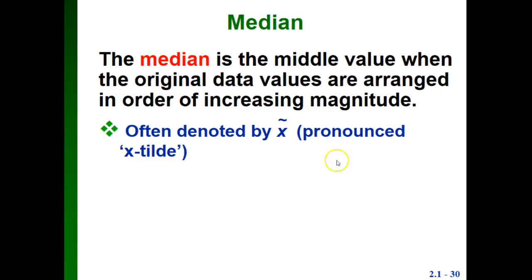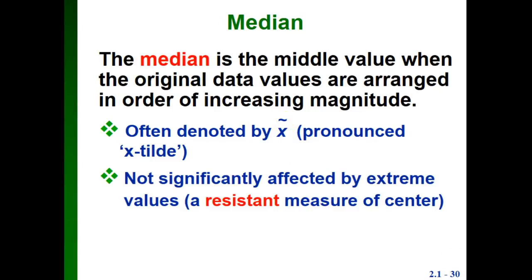Sometimes, not very often, we see the median written with an X with a tilde over it. And the median is not significantly affected by extreme values because it only looks at position. It doesn't actually take the values into account. So this would be a resistant measure of center.